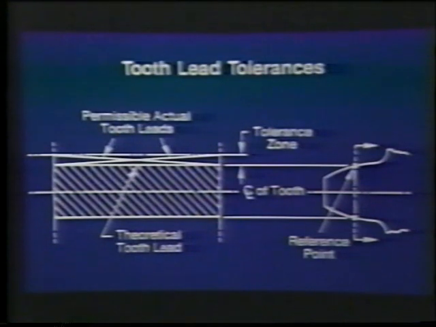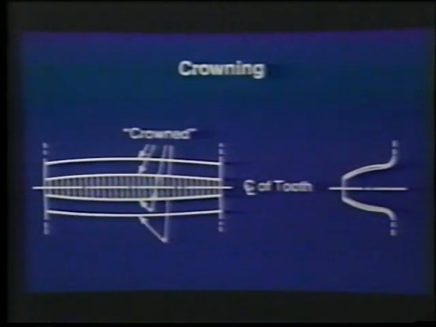The angle between pitch line and center line is referred to as lead. As with tooth profile, tolerances have been established to allow meshing of gears with slight lead variations in opposite directions. In addition, Fuller transmission main shaft gears are crowned or curved slightly to prevent heavy loads from being concentrated on the ends of the teeth.